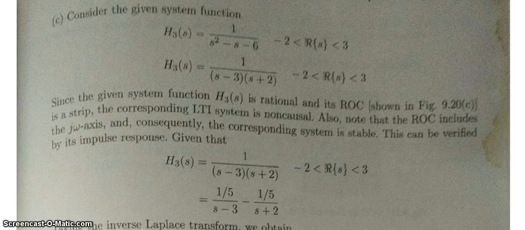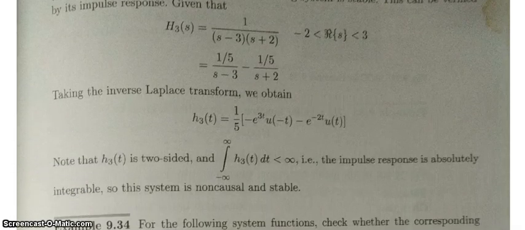Okay, so when we take the inverse of this H3(s), what we get is 1/5 into, since the first term is left-sided and the second is right-sided, 1/5 (minus e^(3t) u(minus t) minus e^(-2t) u(t)), and the absolute integration value is less than infinity. Therefore the given system is non-causal and stable.